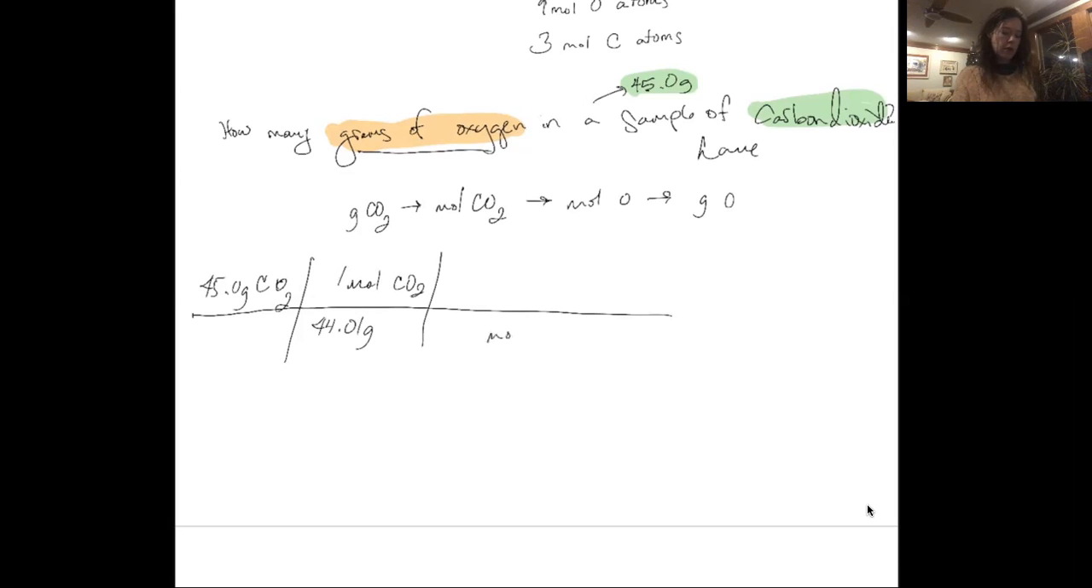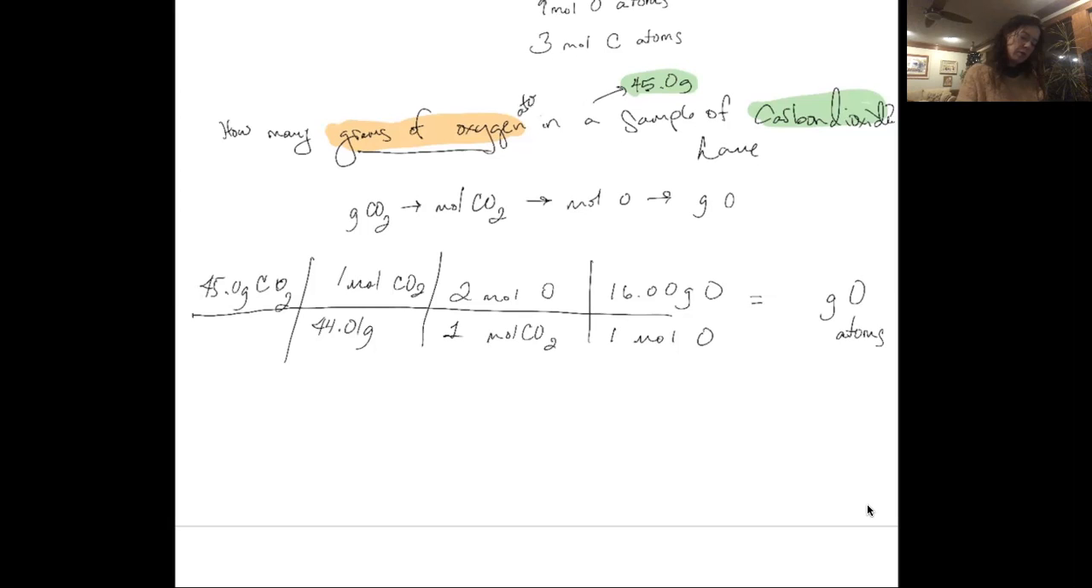Moles of carbon dioxide will go here. Now, I know that every 1 mole, this is your new step. It's the only thing new. 1 mole of carbon dioxide has 2 moles of oxygen. Right now I'm talking about oxygen atoms, and every 1 mole of oxygen weighs 16.00 grams. Boom. So that is grams of oxygen atoms. And that's what we would have needed.